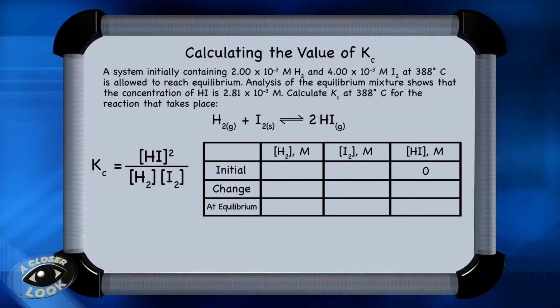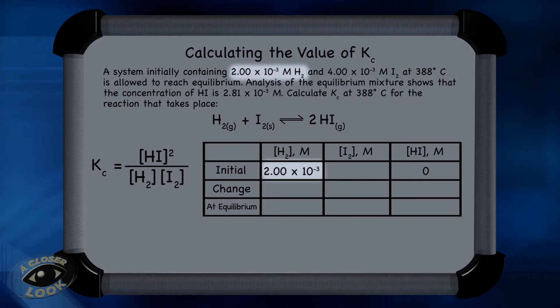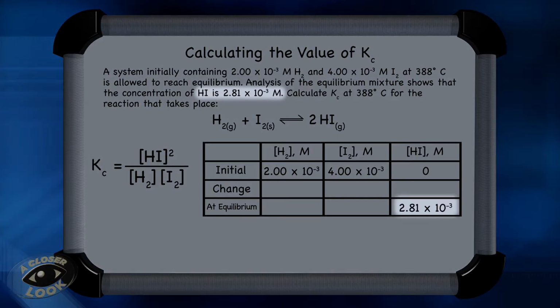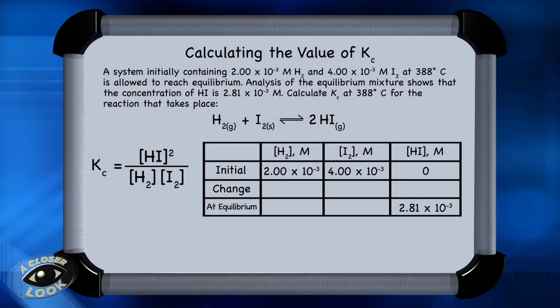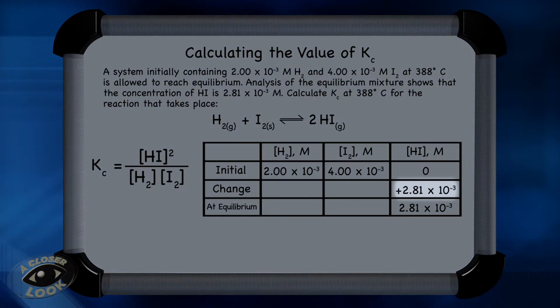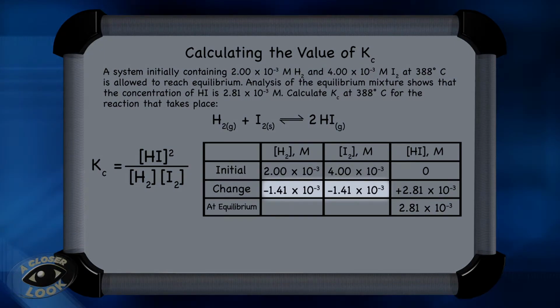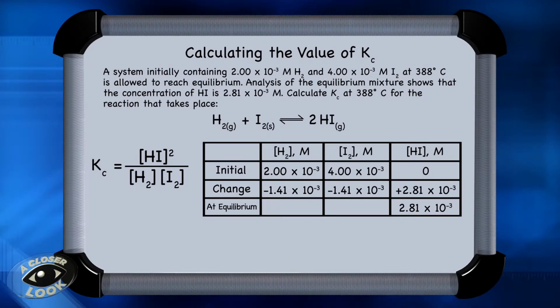We know that initially there were 2.00 times 10 to the negative third molar hydrogen and 4.00 times 10 to the negative third molar iodine, and we also know that at equilibrium, there's 2.81 times 10 to the negative third molar hydrogen iodide. So we know that the hydrogen iodide must have increased by 2.81 times 10 to the negative third. And the stoichiometry from the equation tells us that the hydrogen and the iodine must have decreased by half as much as the rate of appearance of the hydrogen iodide.